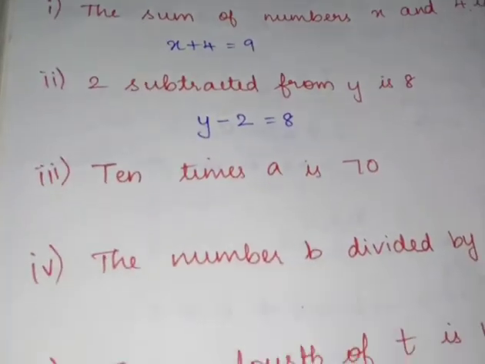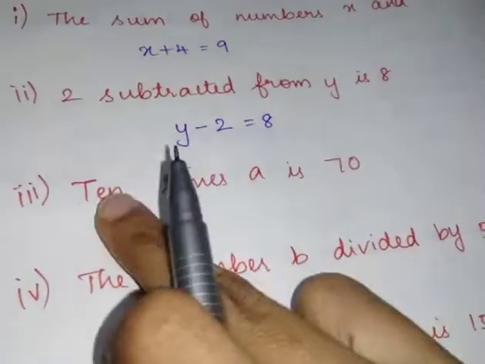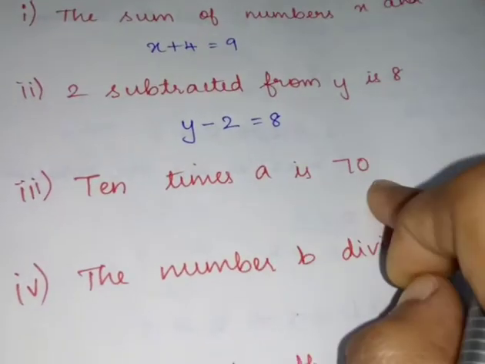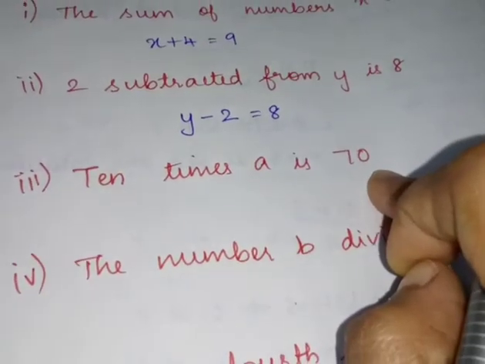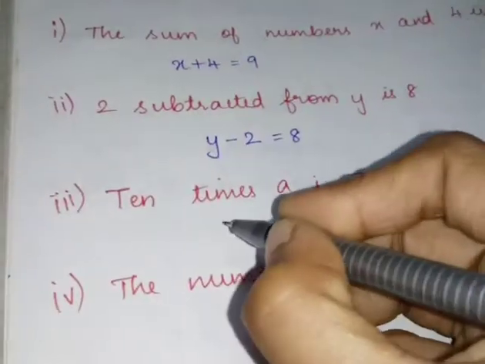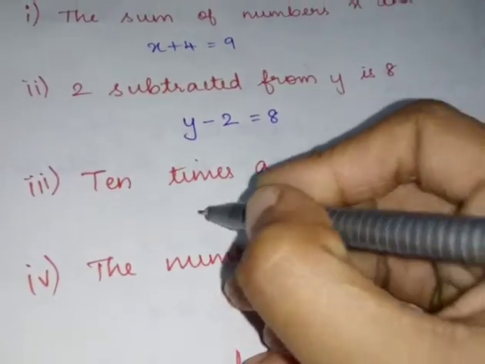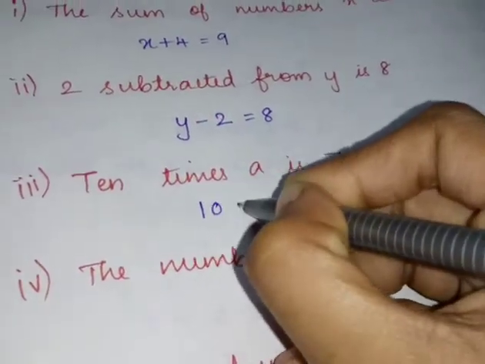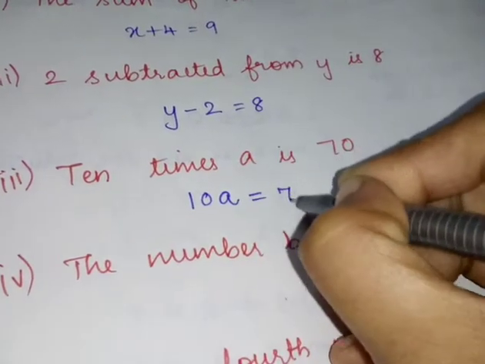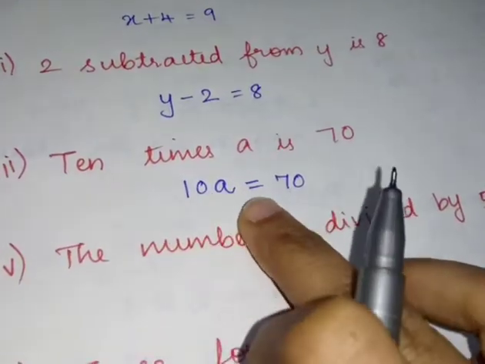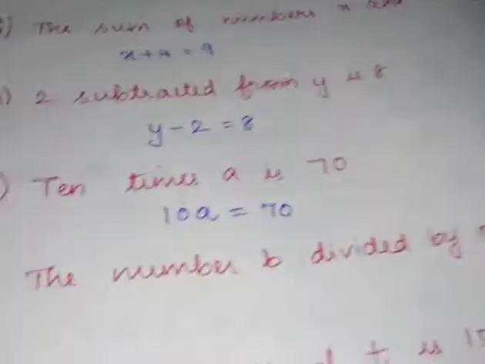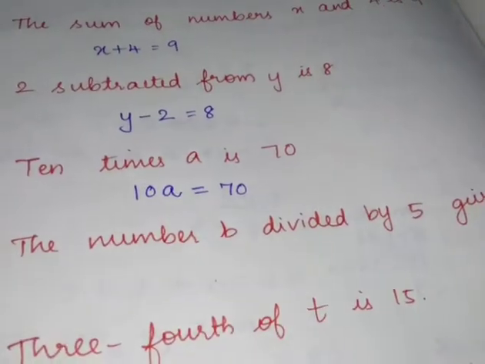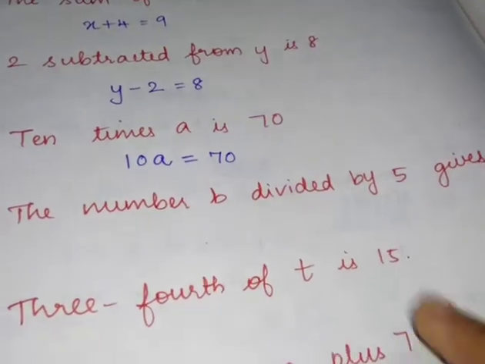Okay. Next, third option. 10 times a is 70. 10 times means 10a. 3 times a means 3a. So 10 times a means 10a is 70. 10a is 70. So this is how you should write the equation for the following questions.